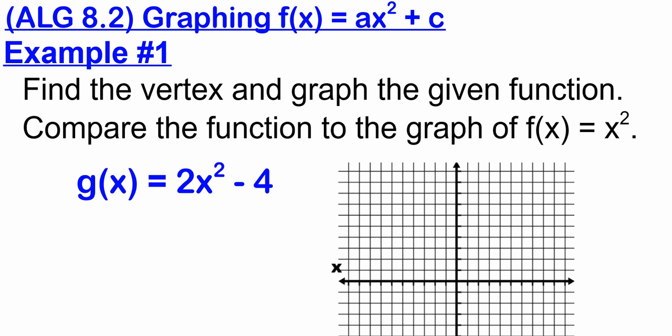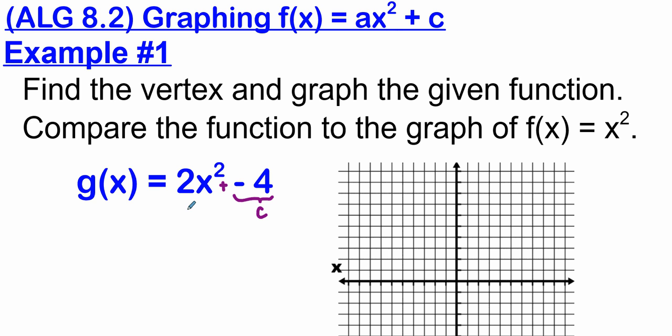All right, so example 1 in section 8.2, what we're going to be doing for this one, it says find the vertex. Remember, the vertex is just 0, c. So this is y in function notation, y equals ax squared plus c. So I could put a little plus sign in here, plus c. So this guy right here is c.